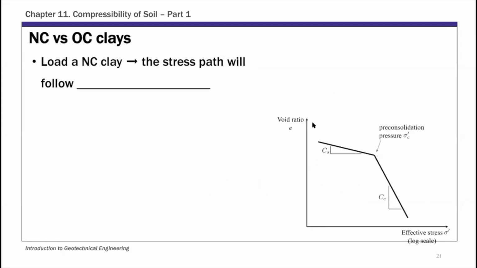So the significance of these two types of clays when it comes to consolidation: if you're loading a normally consolidated clay, the stress is going to follow this initial loading portion. And so it's going to follow the steeper slope, the initial loading. And this means that for a given effective stress change, for a given load increment, you're going to expect more void ratio change. And void ratio change directly relates to settlements. So you're going to experience more settlement.